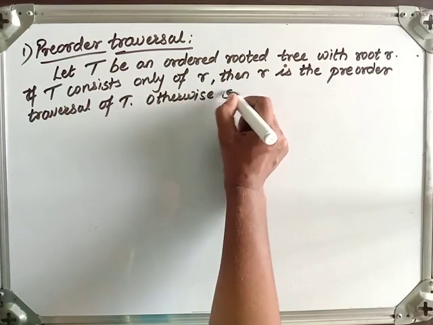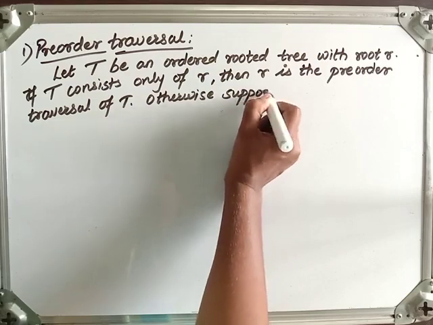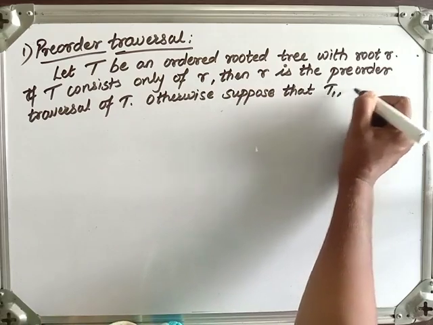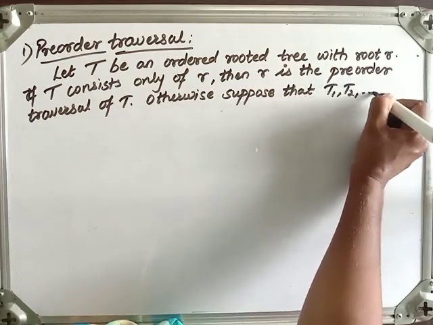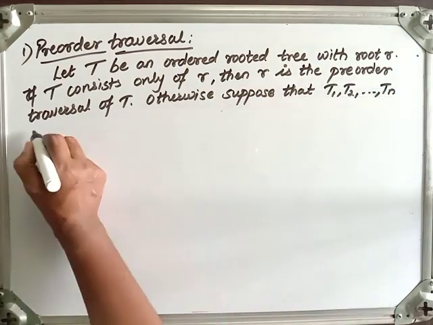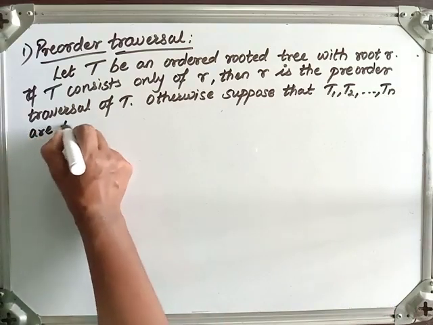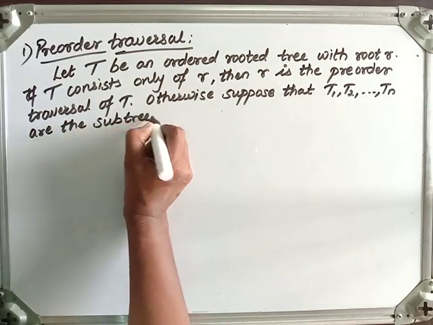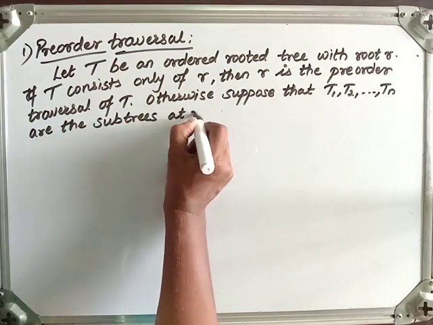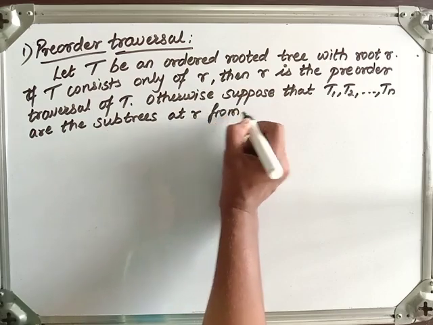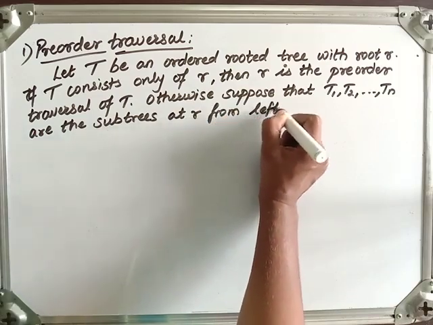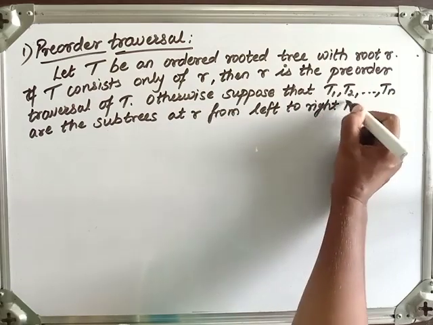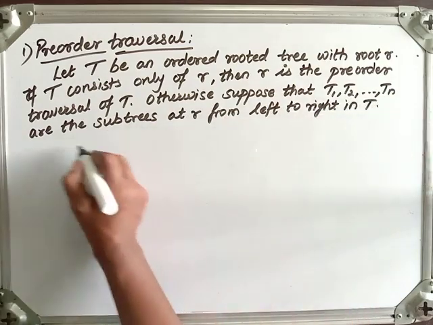Otherwise, suppose that T1, T2 and so on up to Tn are the subtrees at R, from left to right in T.